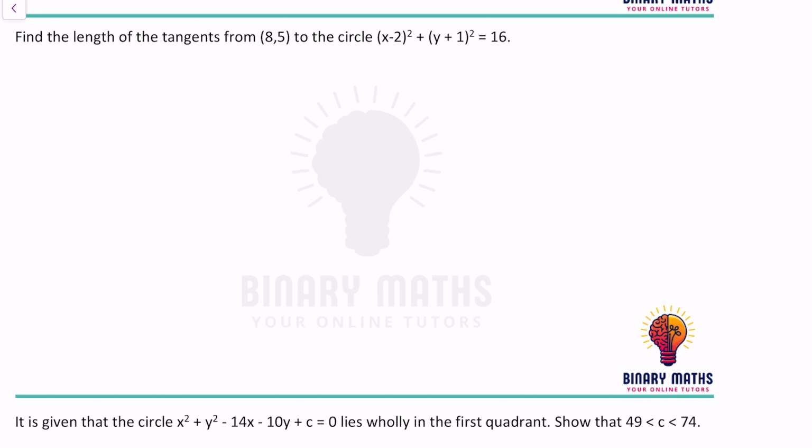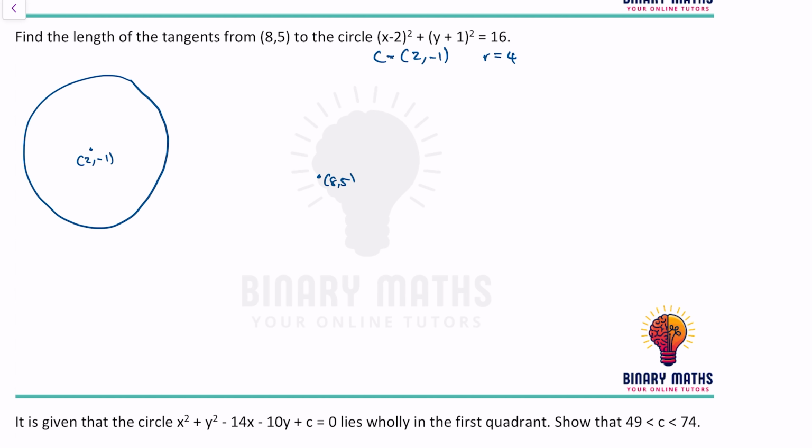Another example. Find the length of the tangents from (8, 5) to the circle (x − 2)² + (y + 1)² = 16. So this circle has center (2, −1) and radius of 4. If I were to draw this out, my circle has center (2, −1). Really bad circle. Somewhere out there is a point (8, 5).